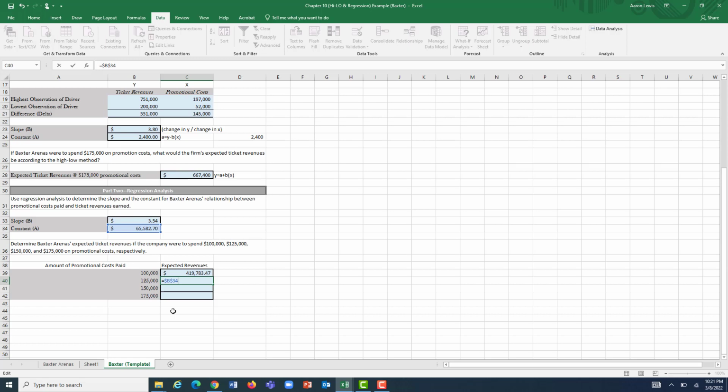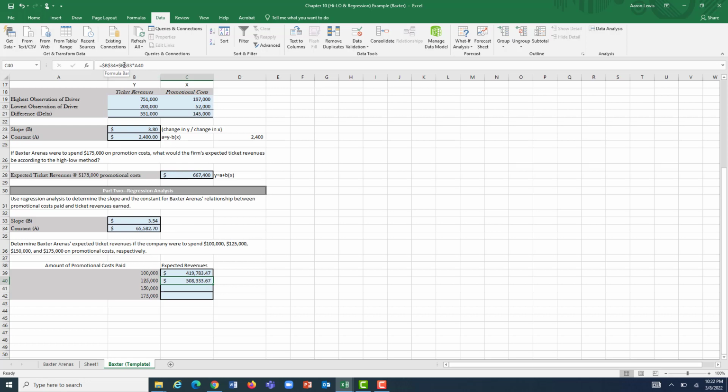So our formula is A plus BX. We want our A to always be the same. We want our B to always be the same. So I'm going to click on B again, and then I'm also going to make that absolute by hitting my F4 key. There we go. And then I'm going to multiply that by X. And this thing we do want to change, so I'm not going to make this absolute. We're still, in this case, for 125,000, taking that constant that we have, 65,582.70, and adding to it the product of our slope of $3.54 times the amount of promotion cost, in this case 125 grand, which comes out to be $508,333.67.